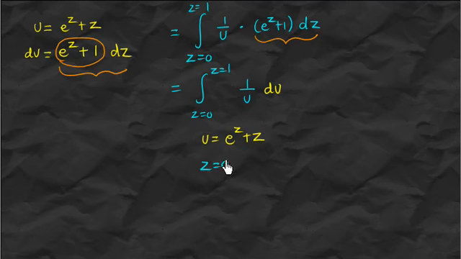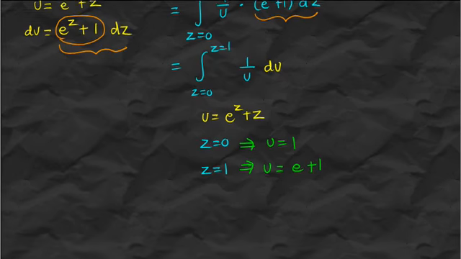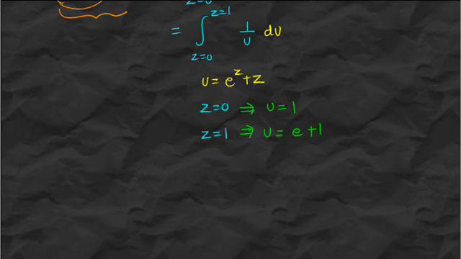When z is 0, plug in z = 0 there, we have u = 1. And plug in z = 1, we have u = e^1 + 1, which is e + 1. Therefore, our integral equals, now instead of from 0 to 1, the integral from 1 to e + 1 of 1 over u du.